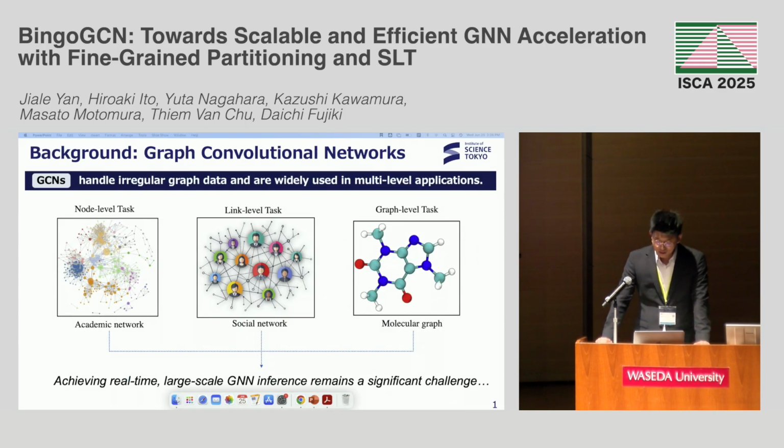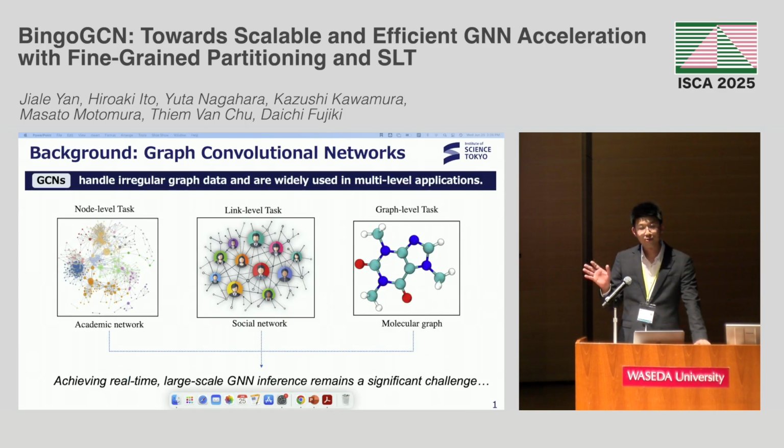Graph convolution neural networks are powerful for handling irregular graph data. It supports various tasks like node classification, link prediction, and even graph classification. However, achieving real-time large-scale GNN inference still poses significant challenges, which our research aims to solve.